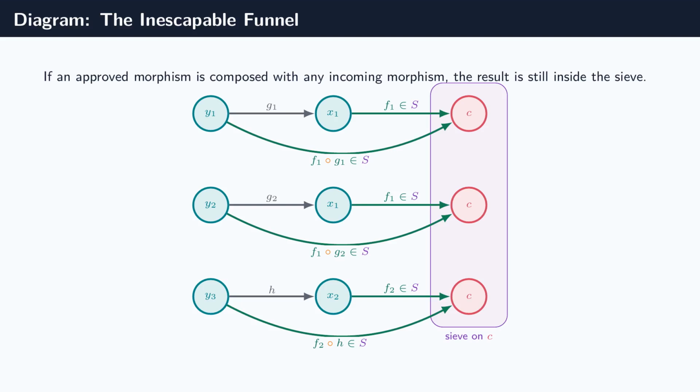The funnel diagram gives the intuition. Once an arrow into C is approved, every incoming way of reaching its domain is also captured. You can think of the sieve as accepting not only a route into C, but all longer routes that flow through that route. Nothing needs to be reapproved one by one. Closure forces the whole family of composites to be included.